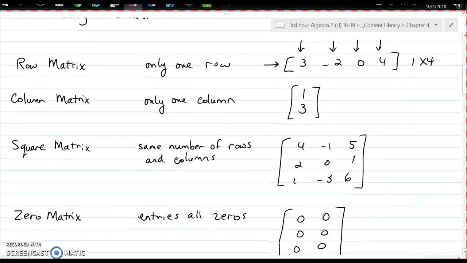Okay, and then the next one is called a column matrix. A column matrix is a matrix that only has 1 column. The dimensions of this column matrix are 2 by 1. Notice there are 2 rows and 1 column. Does everybody see how that works?